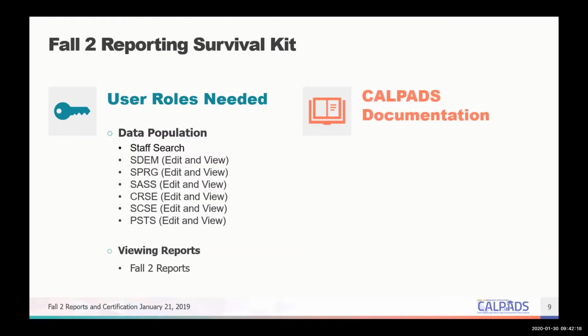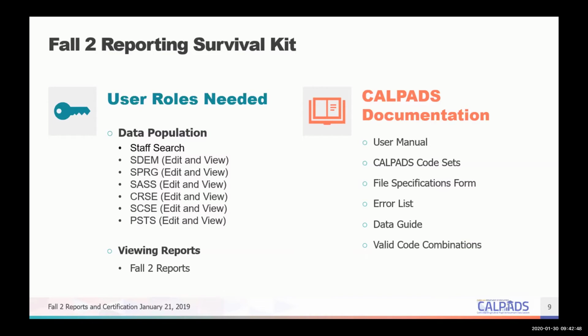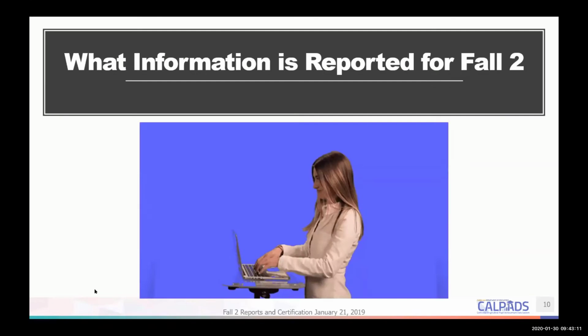And then, of course, we have CalPADS documentation that is always helpful. You have the user manual, the CalPADS code sets, which provides descriptions of each of the codes that are available, and then the file specifications form, which provides conditions when each of the fields are required, the error list, which you should be using when troubleshooting submission and validation errors or certification errors, the data guide for the business rules surrounding file submission, the valid code combinations, which is really useful this year, especially with our new codes and additional fields, and the retired course mapping guide. If you've been reporting CalPADS in prior years and have been using old codes, this is your go-to guide to the suggested new courses that you should be using.